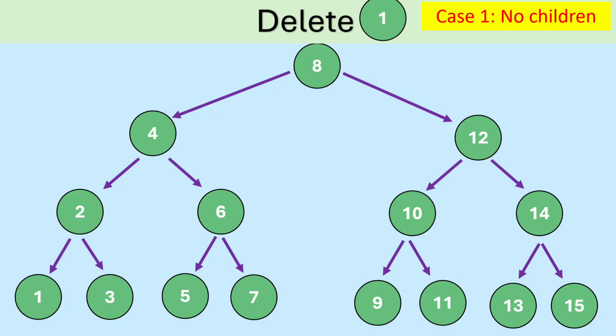Well, the number 1 is straightforward. We can just delete number 1. So the parent, number 2, would just be pointing to null. The pointer will point to null and we just remove number 1.